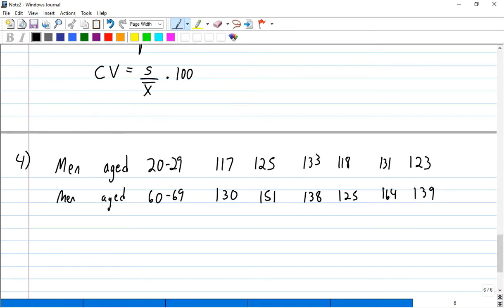Okay, so we're going to find the coefficient of variation for each of the two data sets, and then we're going to compare their variation. We'll be able to tell which group has more variation by doing that. Think about it, if you're trying to compare one data set to another data set, there has to be some way to compare the two, and there is, and it's by using the coefficient of variation. It makes one data set relative to the other data set.